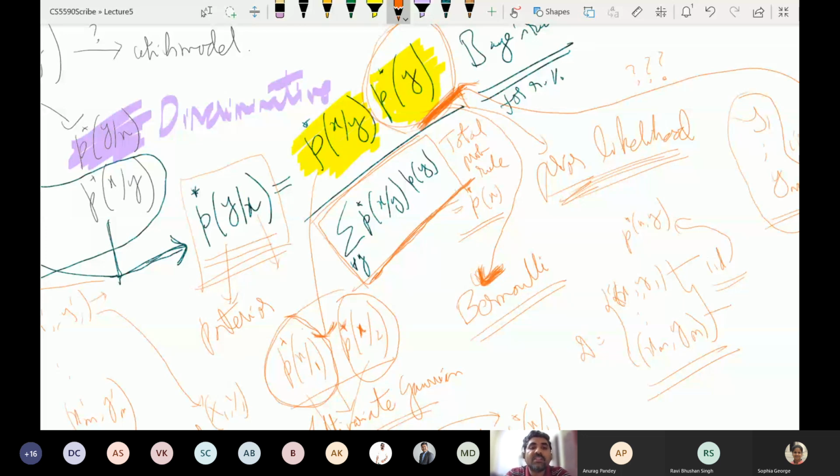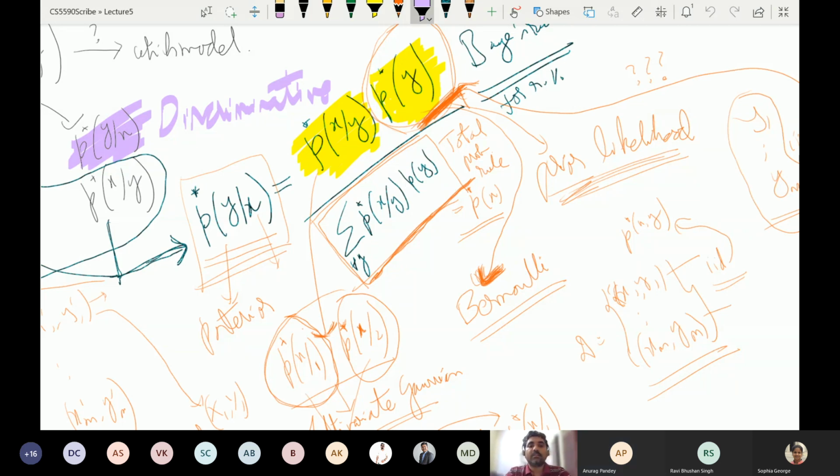But as we will see later on, we always need only the form of P of y given x. What is P star of x? It's just a normalization constant, so you can retrieve it anytime. You don't need to actually compute it. If you are lazy, you can just ignore P star of x. But if you want to compute it, I wrote the formula, right?